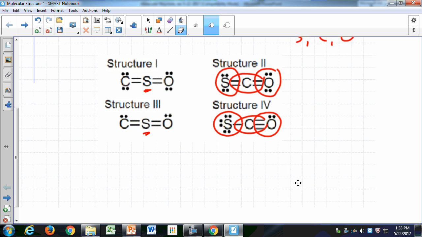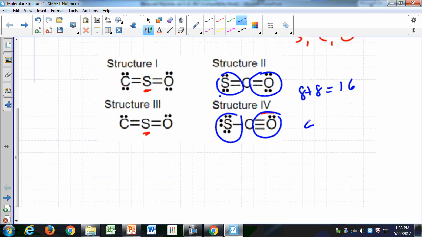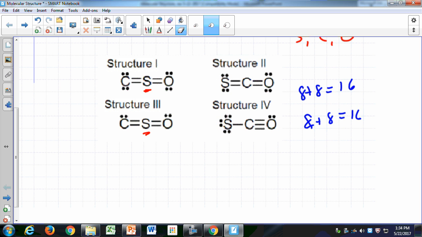If you count the total number of electrons here, it's this octet plus that octet, so that's 8 plus 8, which gives you 16 electrons. This is also 8 plus 8, also 16 electrons. So what's the difference between structures 2 and 4? These have 2 double bonds on both sides of the carbon, whereas here you have a single bond and a triple bond. So, 2 different ways of distributing the electrons. These are resonance structures.